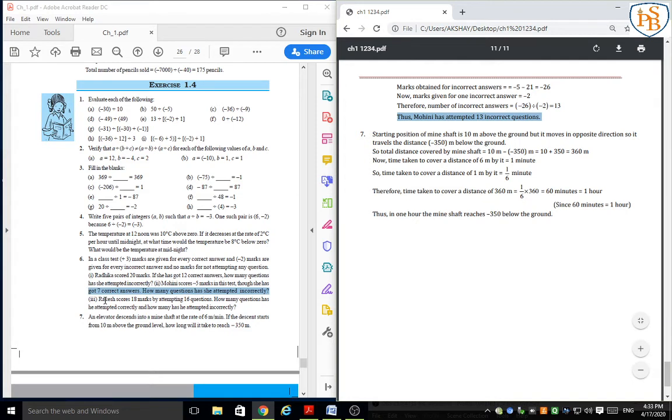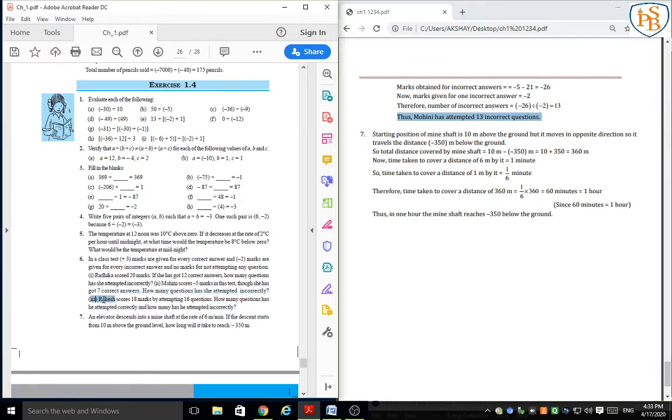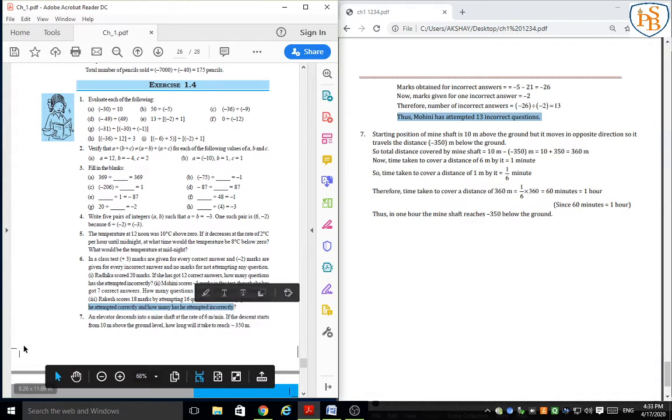Like that you can solve this third example. Rakesh scores 18 marks by attempting 16 questions. How many questions has he attempted correctly and how many incorrectly? Try to solve this example yourself. I know you can do this.